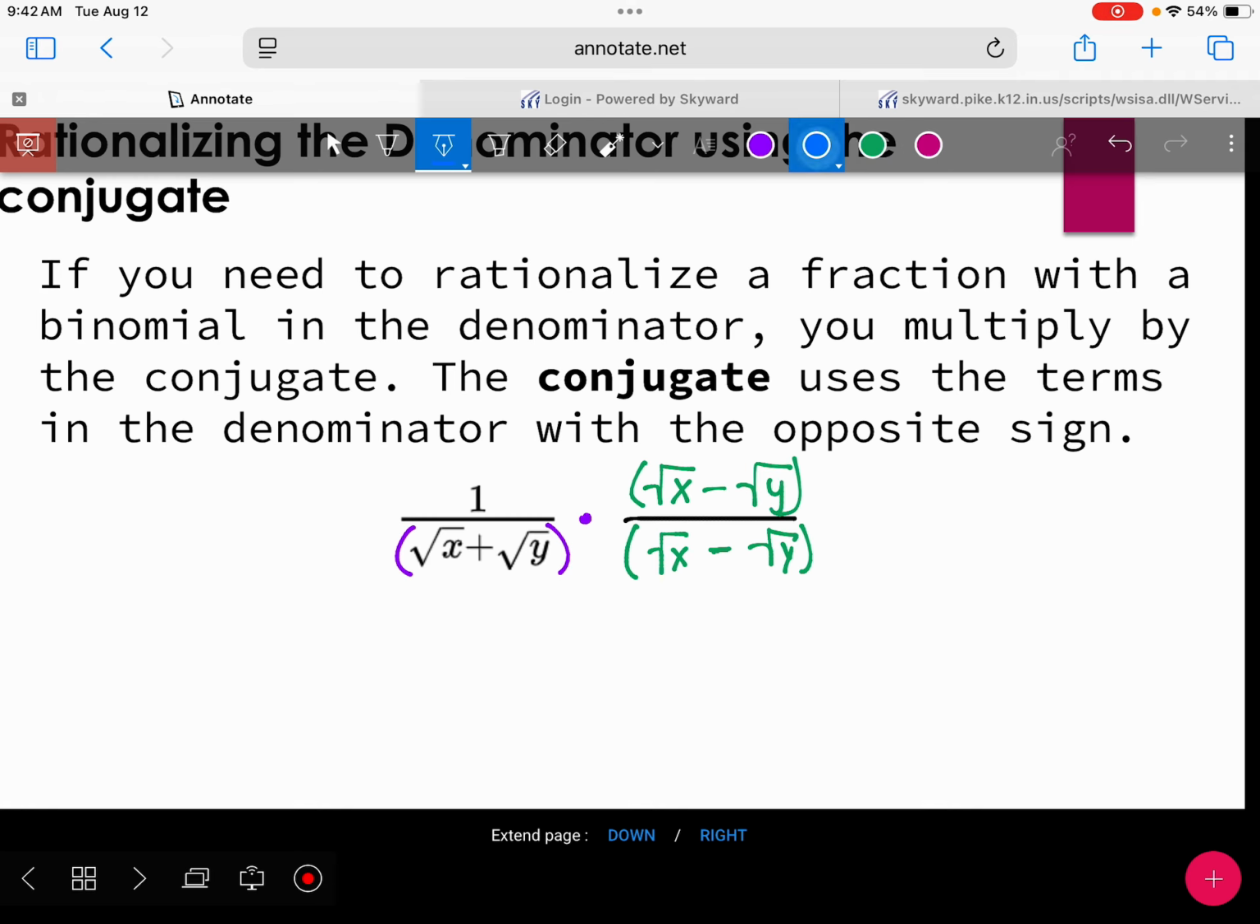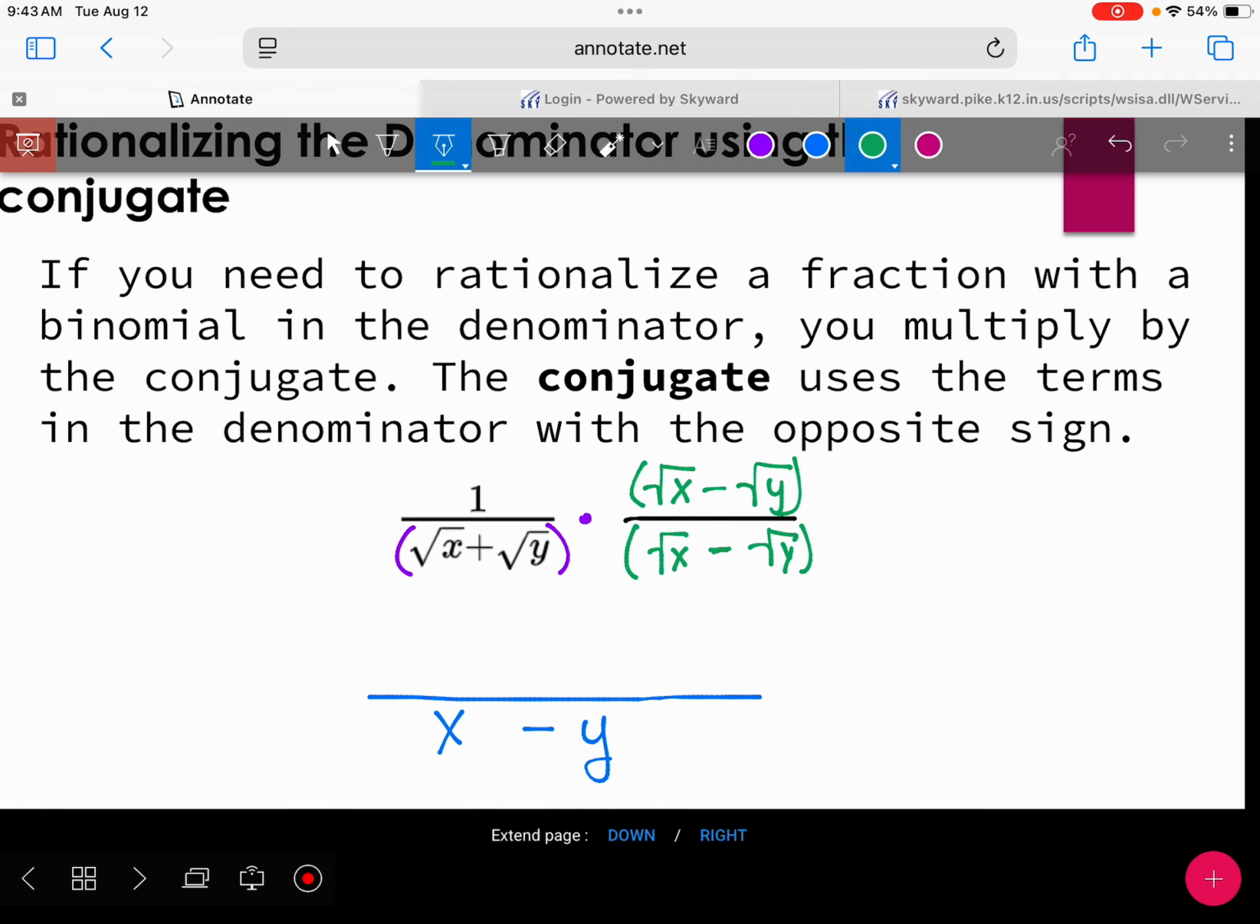If I multiply out this denominator, the way we did when we were multiplying our fractions, we're going to have our square root of x times square root of x, giving us square root of x squared, so we get just x. We're going to get square root of x times y minus square root of x times y. So those two pieces are going to cancel out. And then we're going to be left with minus square root of y times square root of y. Minus y. So if we multiply this out, we get a difference of squares.